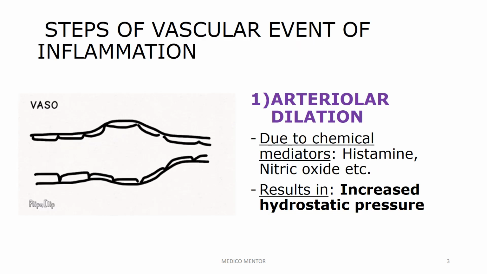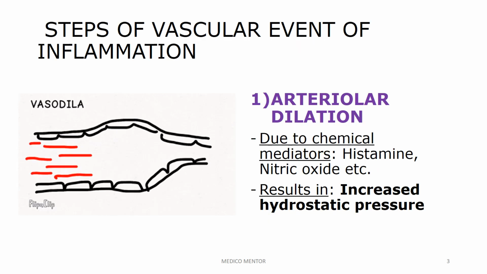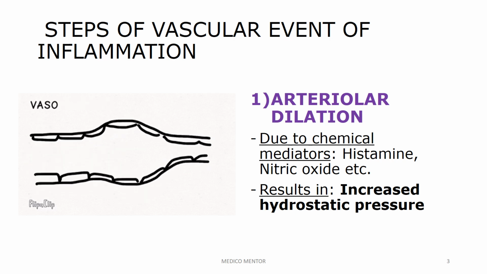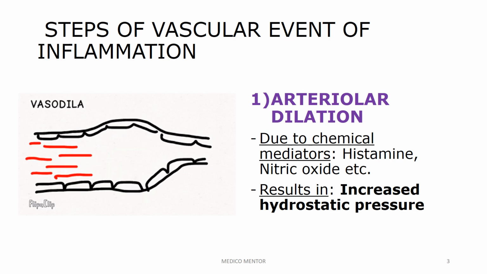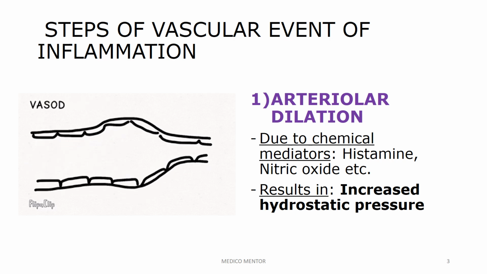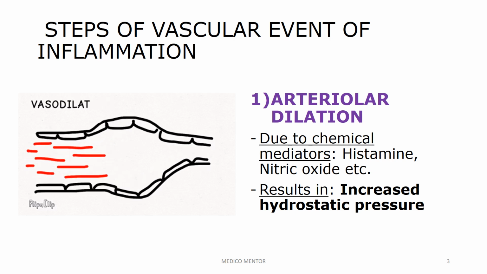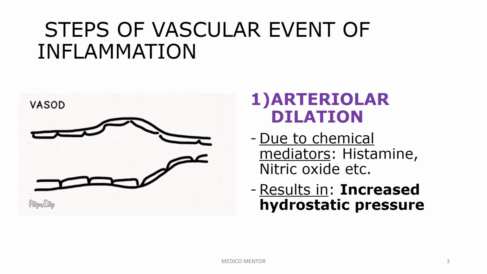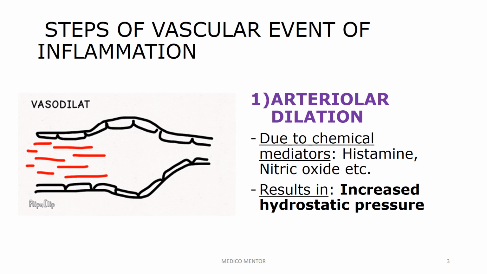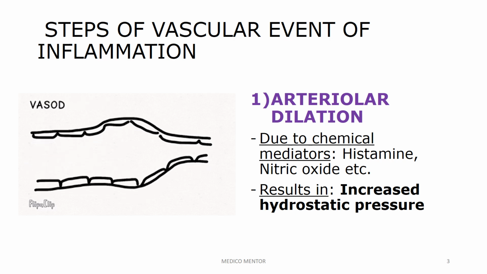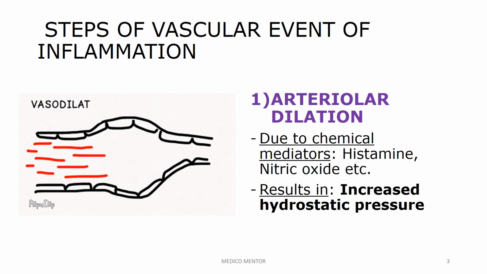The first step of the vascular events of inflammation is arteriolar dilation, which is mediated by chemical mediators like histamine and nitric oxide. Once there is arteriolar dilation, more blood flows inside, and more blood flowing inside creates more pressure inside the blood vessel, which is called hydrostatic pressure. So the arteriolar dilation results in an increase in hydrostatic pressure.